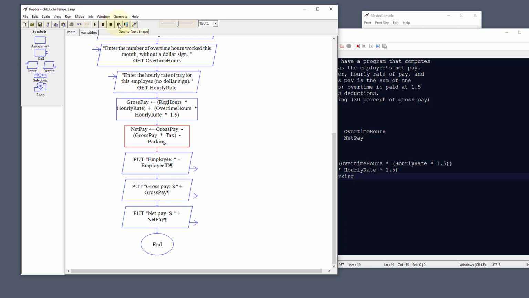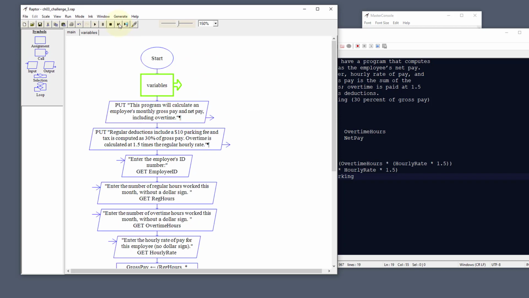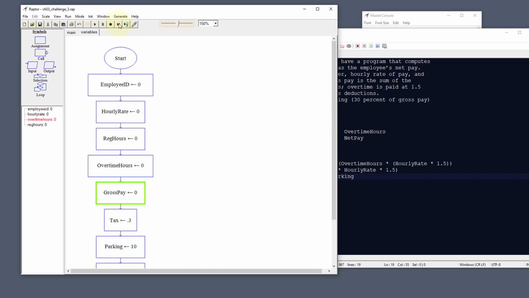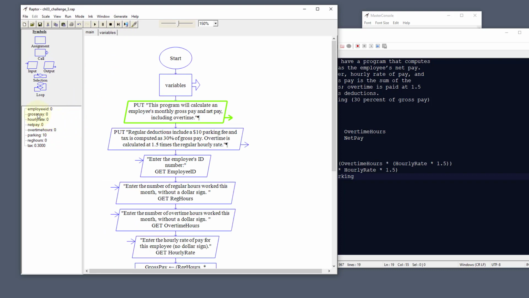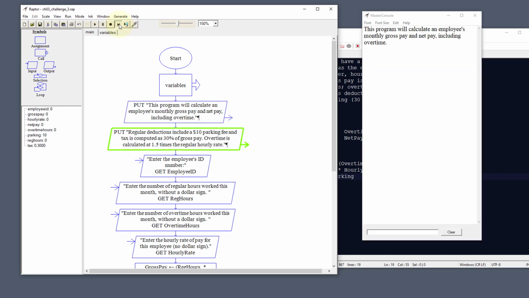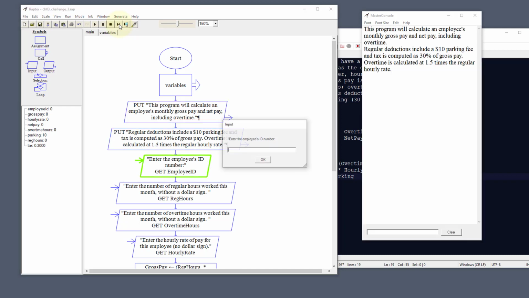So let's walk through this. Let's step by step. So it's going to go to variables. It's going to set all of our variables here. We're going to set all those, and then we'll take a look at those on the left here. So employee ID, gross pay, all of that set. Tax is 0.3. And now it's going to tell us what the program's doing. Then it's going to ask us for our employee ID number.